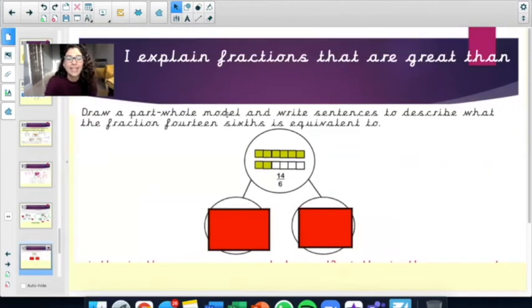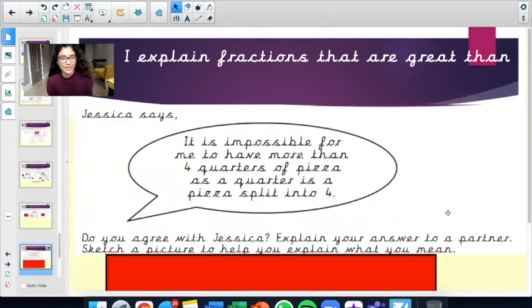You have got a part whole model that has been partly done. You're going to draw this and you're going to write sentences to describe what the fraction 14/6, which is this one, 14 over 6, is equivalent to. Off you go.